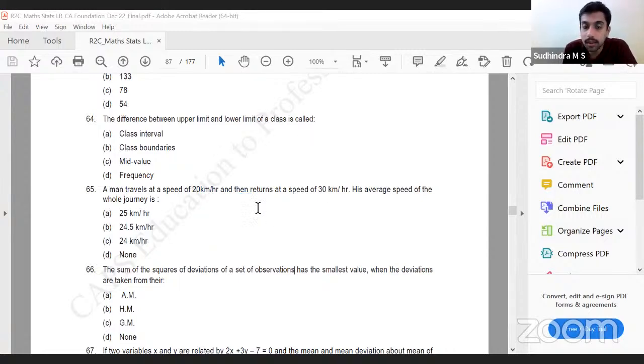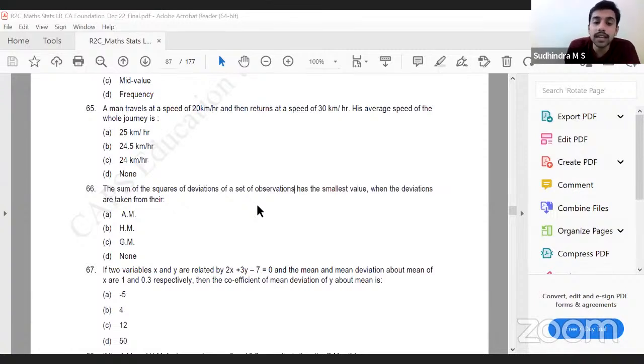If two variables x and y are related by 2x plus 3y minus 7 equals 0 and mean deviation about mean of x are 1 and 0.3 respectively, coefficient of mean deviation of y about mean. Read the question carefully. In exams also, make a habit of reading the question twice at least before answering. Yes, we have shortage of time. We will have limited time, but we can afford to read it twice.